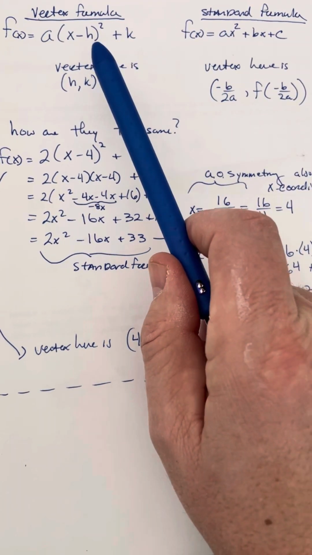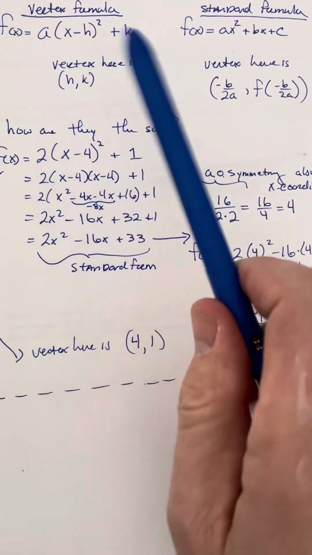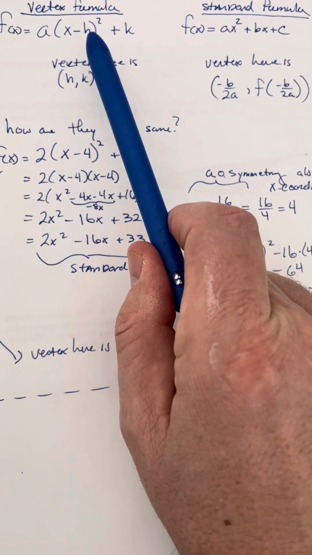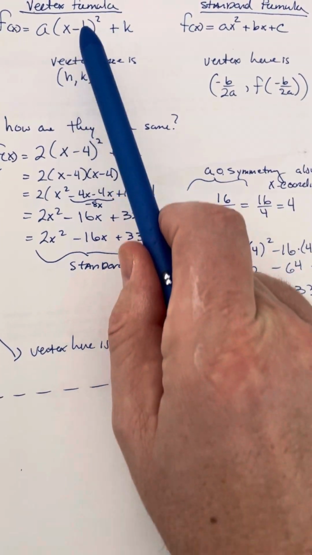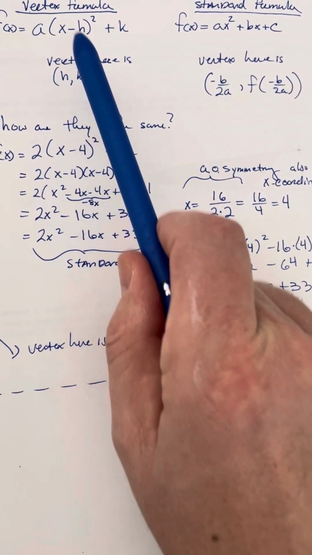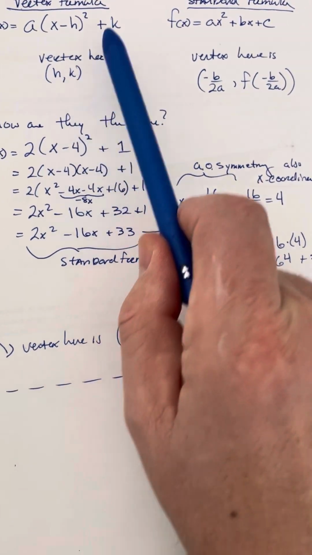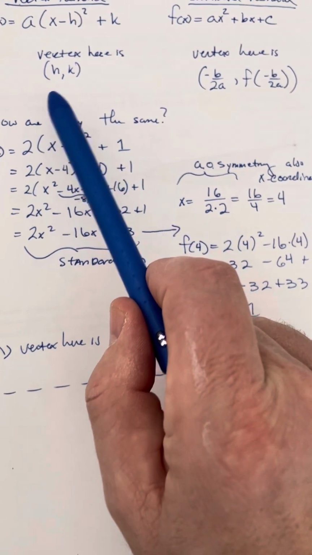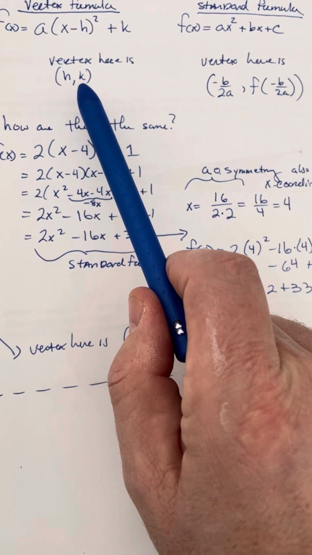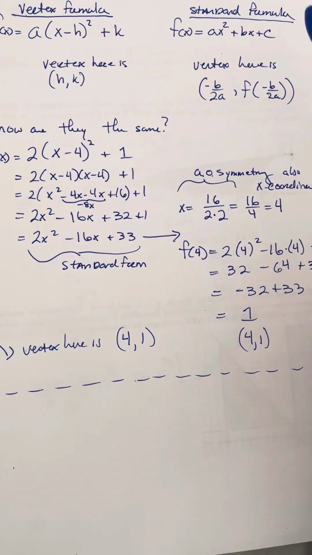And the vertex form is kind of nice because if it's sitting in this format, this h here, you pull it out as its opposite. So if it's -2, you pull that out as +2. If it's +2, you pull that out as -2. And the k, you identify your vertex, which is either the high point on the curve or the low point on the curve.